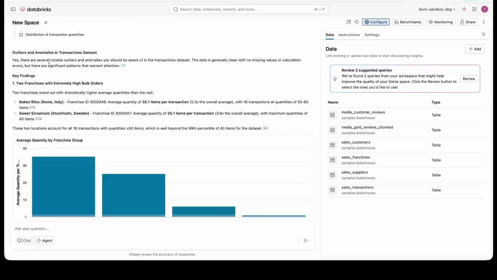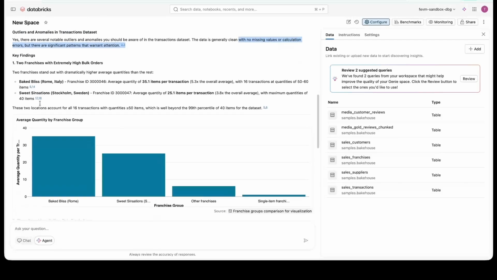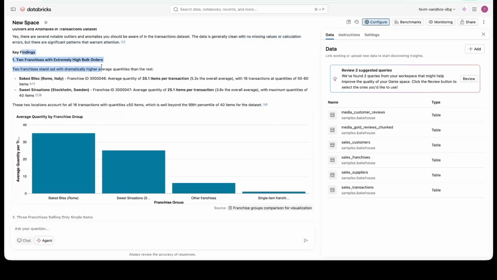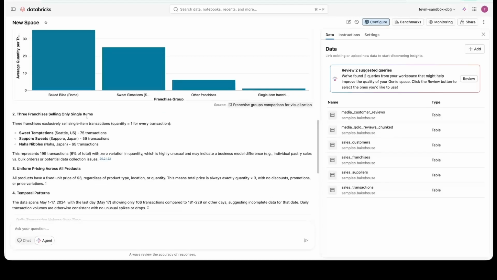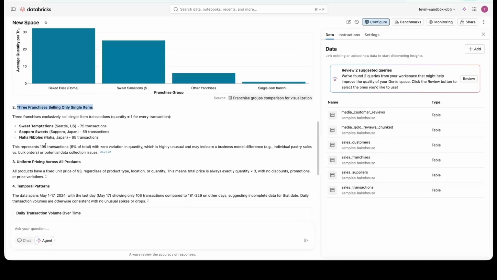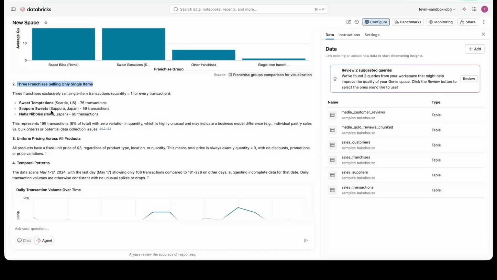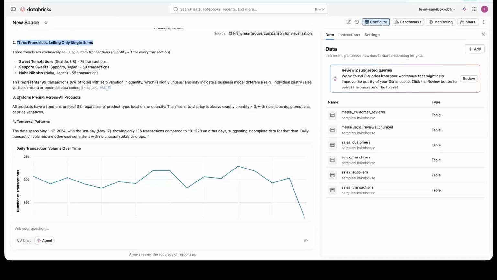So it says there are several notable outliers and anomalies you should be aware of. This data is generally clean with no missing values or calculation errors. Two franchises with extremely high bulk orders, as we can see there, and then it gives us a visual representation. And then secondly, three franchises selling only single items. So that's kind of strange in the data set, according to Genie. And then you have uniform pricing across all products, and some temporal patterns.